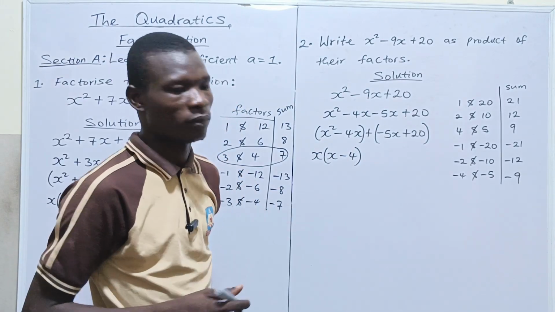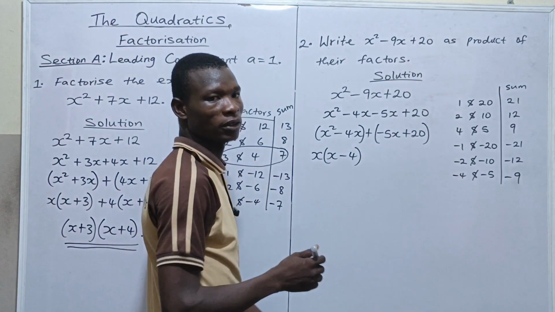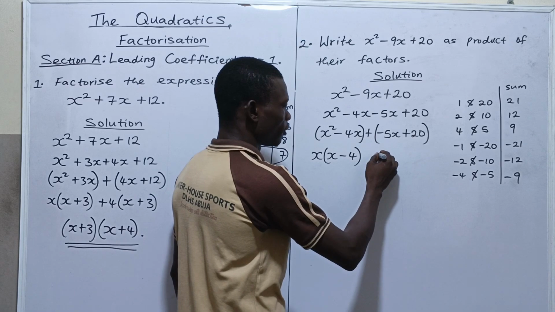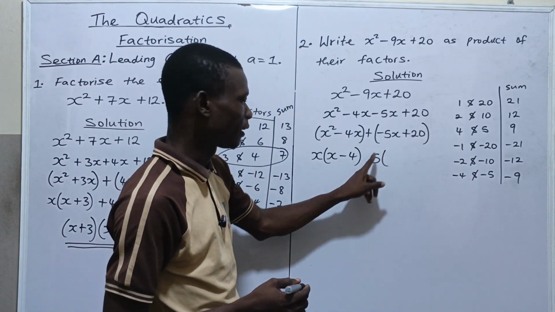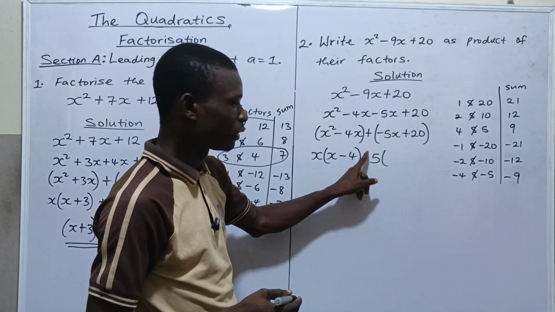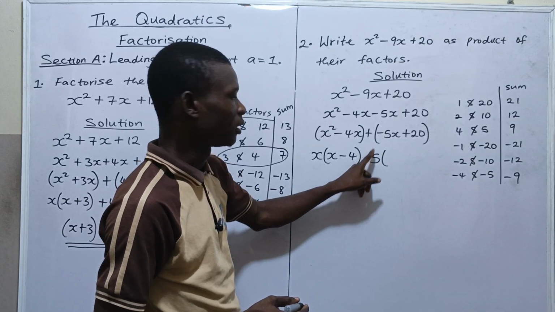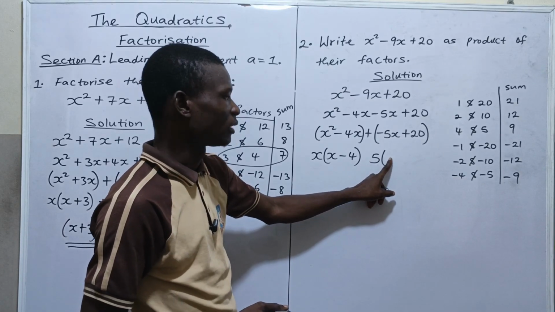We look into the second bracket. Now, what is common to negative 5x and positive 20? We can say 5 is common, yes. Now, if we say 5 is common, we are going to have negative 5x divided by positive 5, because if 5 is common, that's positive 5. Minus divided by plus will be minus.